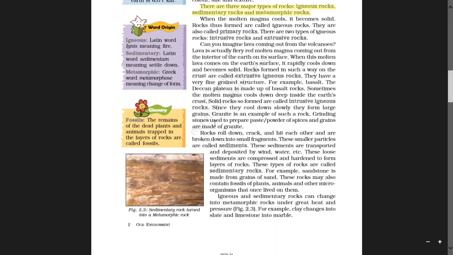Grinding stones used to prepare paste or powder of spices and grains are made of granite. See, grinding stones, which we use to prepare paste or powder of spices and grains. They are made of granite stone. Okay.